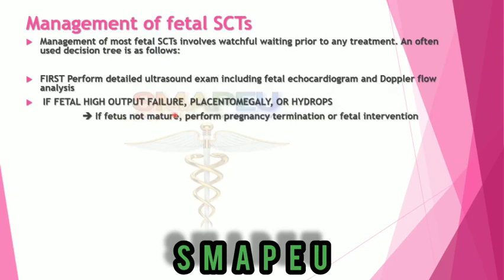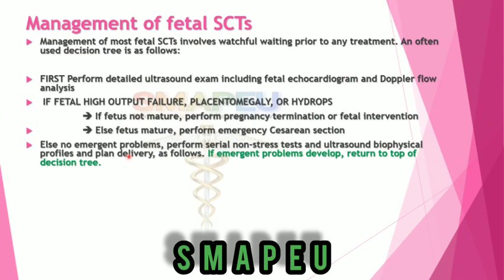if the fetus is not mature, perform pregnancy termination or fetal intervention. And if the fetus is mature, then perform an emergency cesarean section. Else, if no emergent problems, perform serial non-stress tests and ultrasound biophysical profile and plan delivery as follows. If emergent problems develop, return to the top of the decision tree.